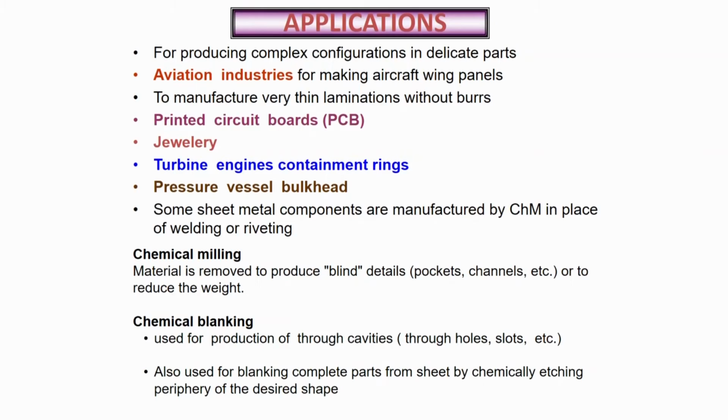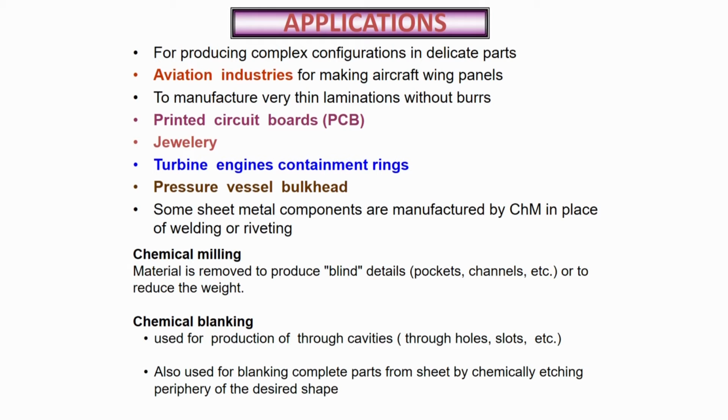This chemical machining is used for making printed circuit boards. It is very famous in the jewelry industry, where the intricate components of jewelries are made by this engraving process, the chemical machining process. Turbine engine containment rings are made by the chemical machining process. Pressure vessel bulkheads are also made by this process.